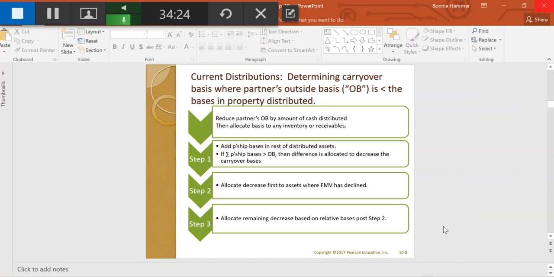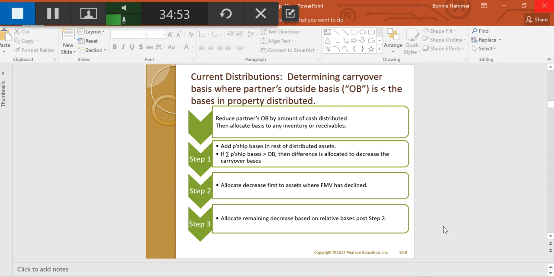So you would ask them, hey, did you distribute any property out to the partners in the current year? If you did, then you'd have to go through this calculation here to determine what the effect of the distribution is on the partners' respective bases in their partnership interests. And by the way, the plural of basis is bases, for those of you who don't know that.